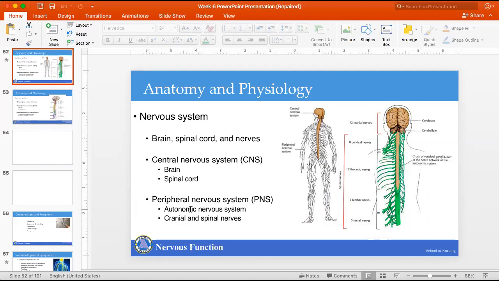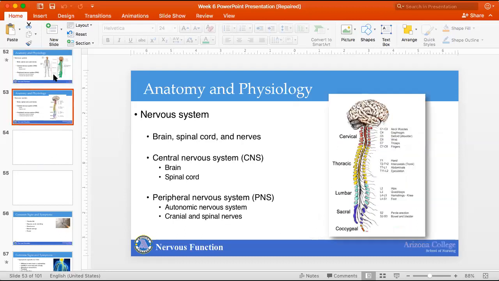You have the autonomic nervous system, meaning that it's going to function automatically. And then you'll have cranial nerves, so nerves that come off the inferior and anterior aspect of the brainstem, cranial nerves, and then you'll also have these spinal nerves here in green. So you have brain, spinal cord, nerves.